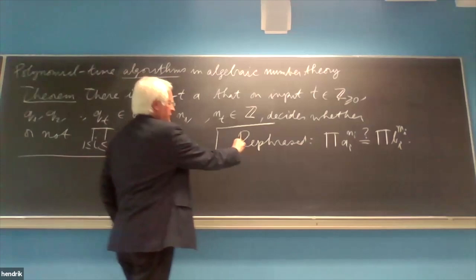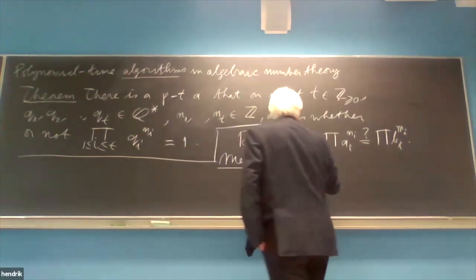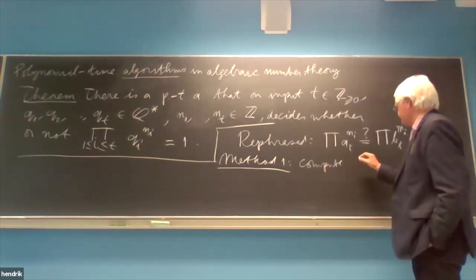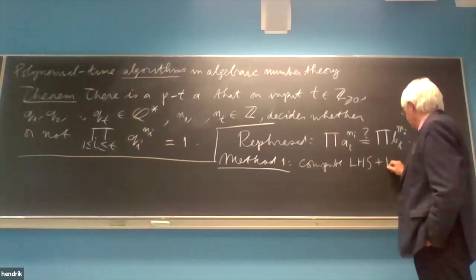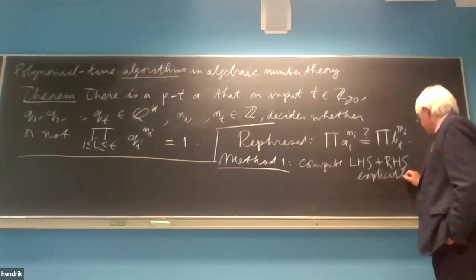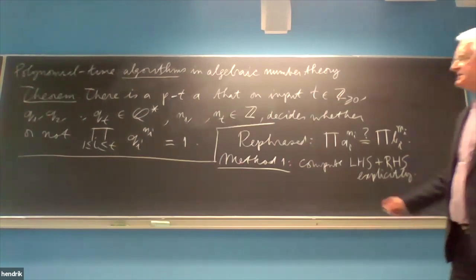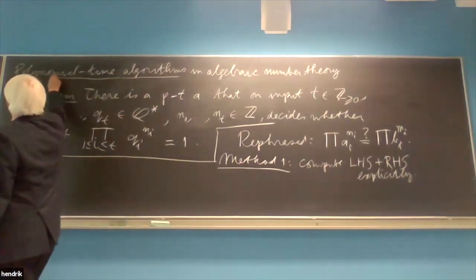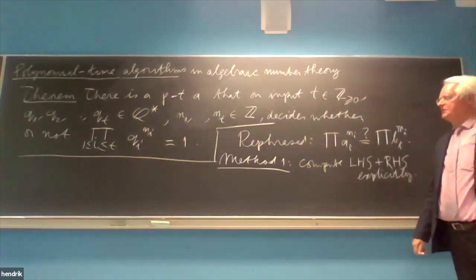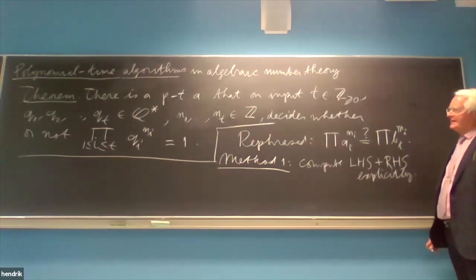And the first is, so method one, compute simply by ordinary arithmetic both of these integers, compute the left hand side and the right hand side just explicitly in binary, and then you can easily tell whether these things are equal. But there is one big problem, and that is this word polynomial time, because polynomial time, that means that the number of steps that you are allowed to spend in your algorithm should be no more than a constant power of the total length of the input.